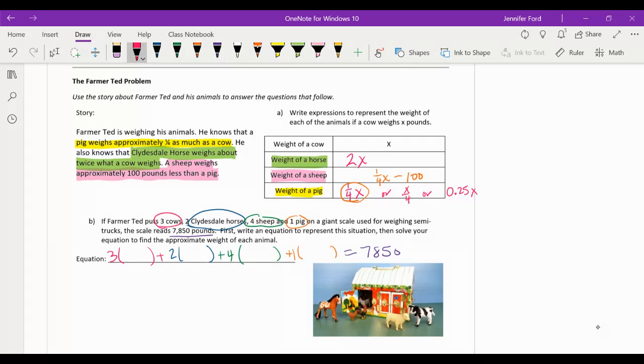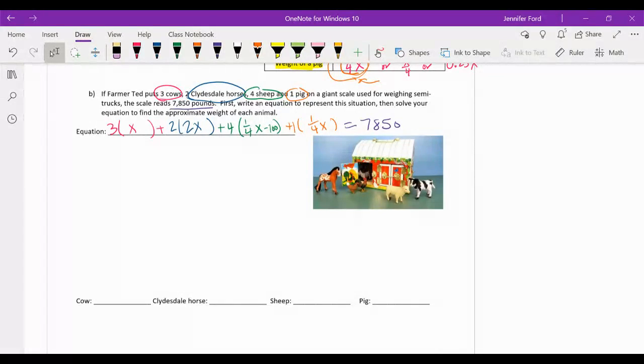All right, we said at the beginning a cow weighs X. We can see from our table that a horse weighs 2X. We can see from our table that a sheep is 1/4 X minus 100. And we can see from our table that a pig is 1/4 X. Okay. I think the first thing I'm going to do, in order to solve this, is tidy up my equation a little bit.